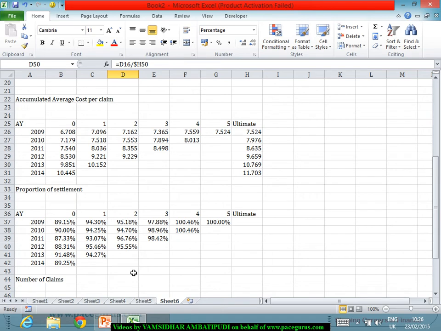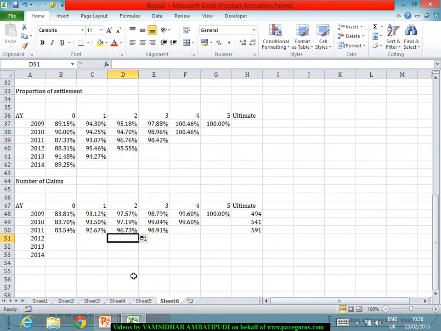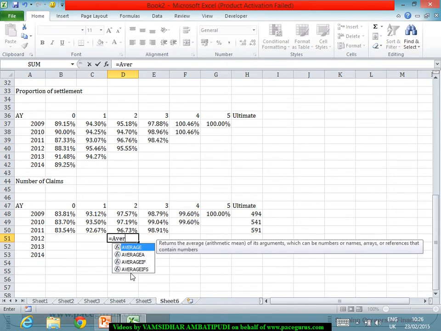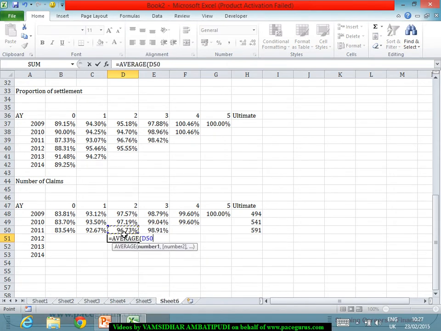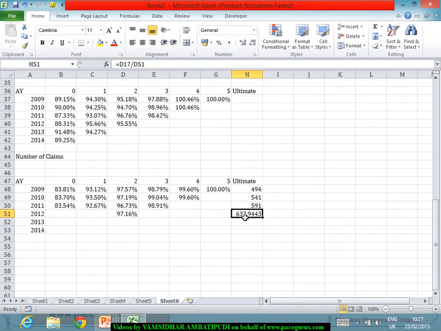Now the same logic I can very well implement. Now the same logic I can again implement by taking the average here. The average of these three giving me 97.16, and the adjusted number again this time is coming out to 600, and the ultimate number is coming out to around 633. Right, the ultimate is coming out to 633.